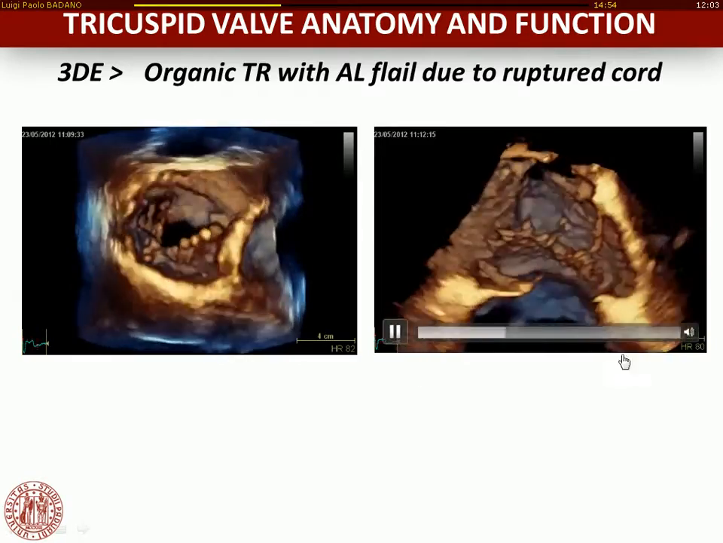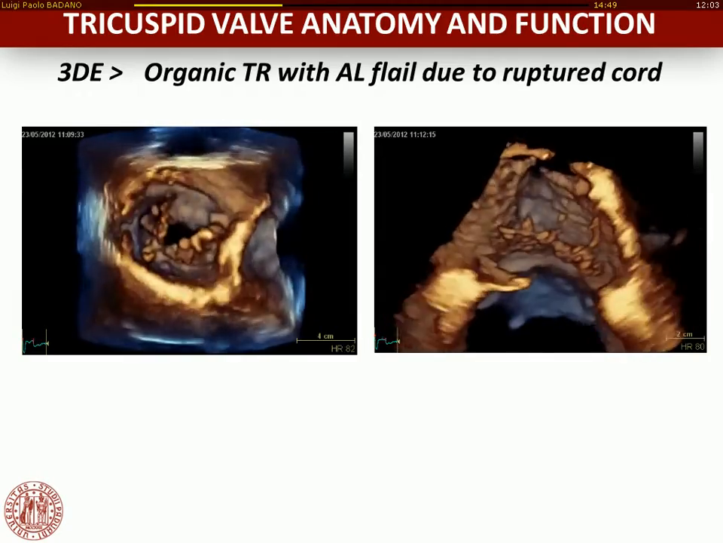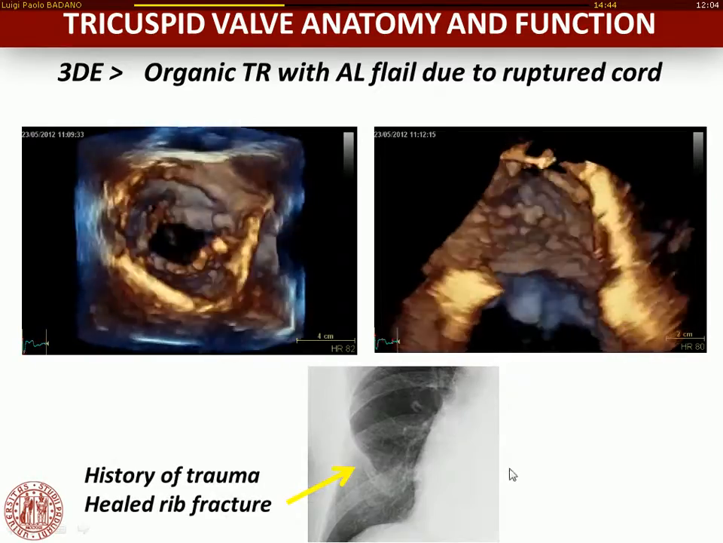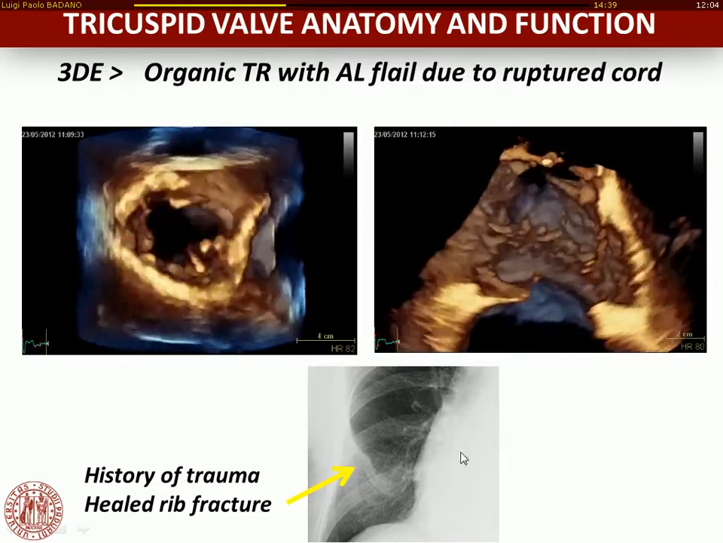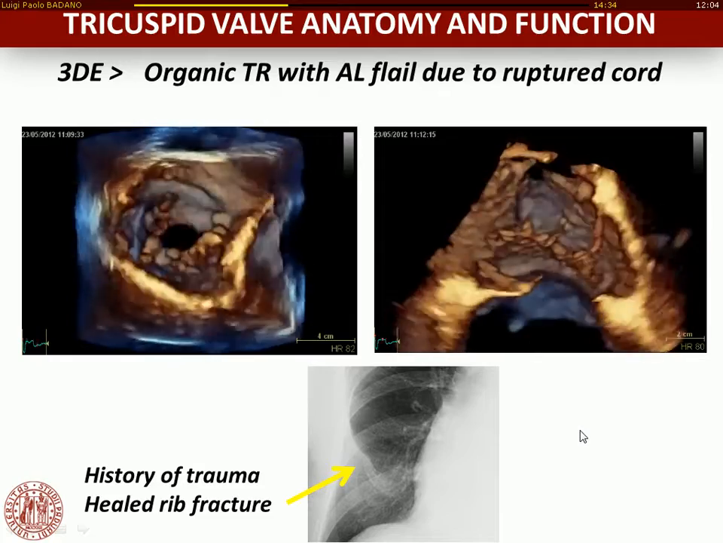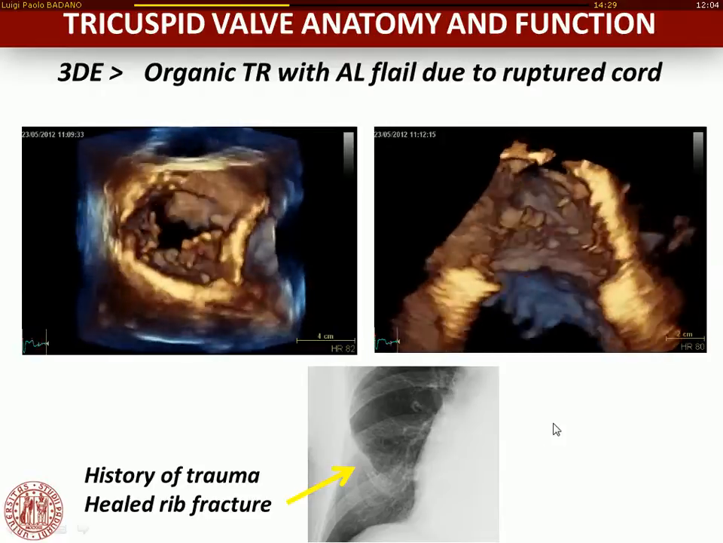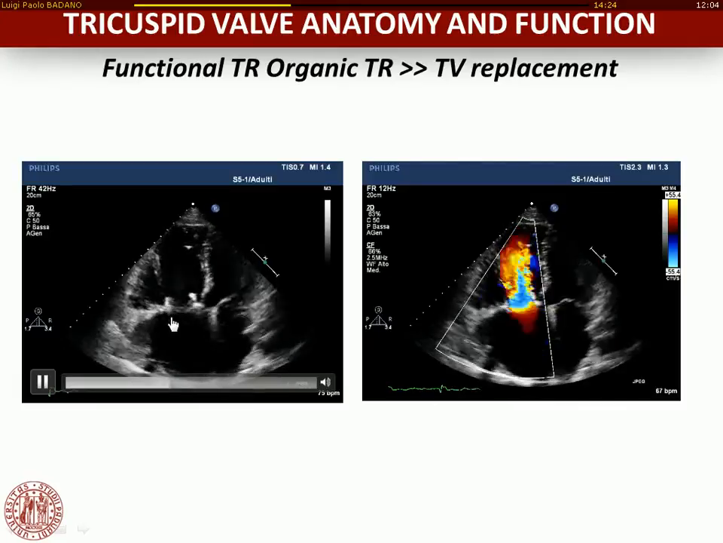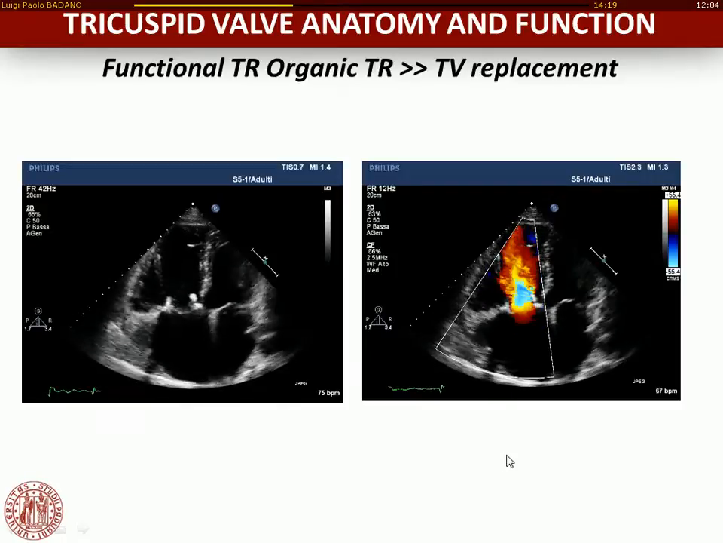But then he said, oh, I remember that when I was 15, I was caught in a tornado and smashed against the wall of my house. And indeed, looking more carefully at the chest X-ray, you have the healed rib fracture. So probably this is the result of a long-standing traumatic rupture of tricuspid leaflet with regurgitation, and the planning for this gentleman changed completely, and not anymore tricuspid annuloplasty, but tricuspid valve replacement that was successfully carried out.